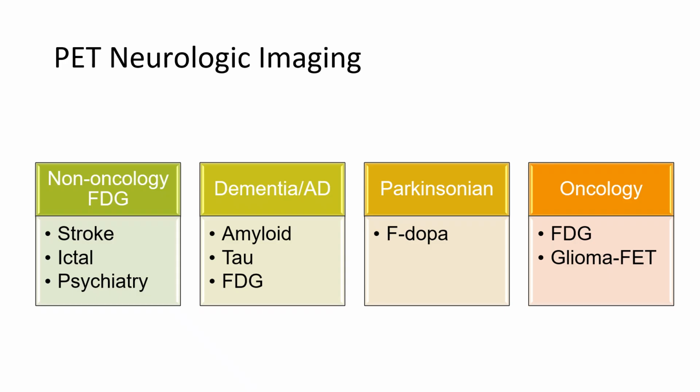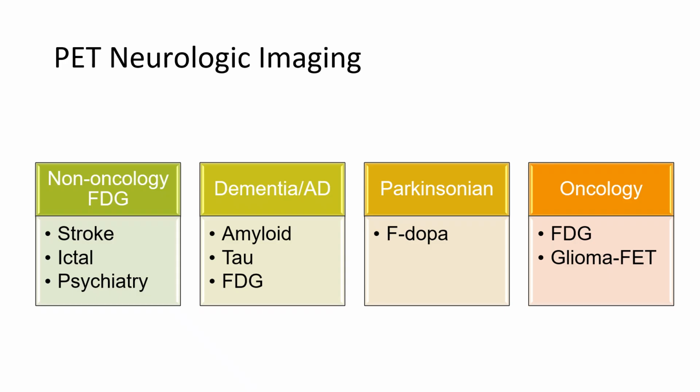So this is breaking down the neurologic imaging in PET. Today we will talk about the non-oncologic FDG applications, and that includes stroke, ictal studies, which is epilepsy, and there are some psychiatric or mental disorders and even neurodevelopmental disorders that can be imaged. FDG just looks at glucose metabolism in the brain, and so anything that may affect glucose metabolism, whether it's problems with perfusion, hyper, or hypometabolism, that will show up with FDG.